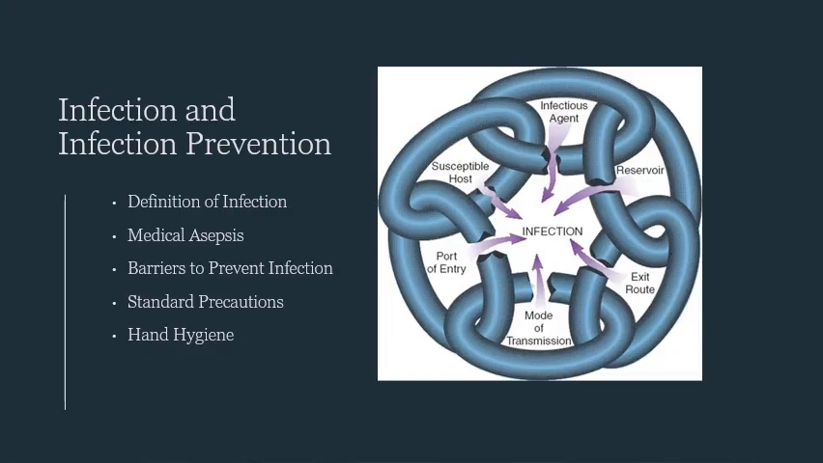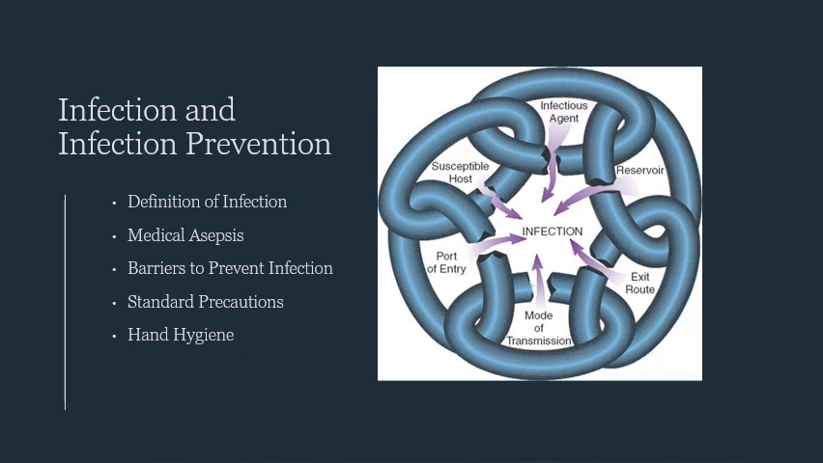Infection and infection prevention. So infection itself is the entry of a disease-causing pathogen or microorganism into the body. It disrupts the tissue and may result in illness and disease if left untreated. It is a condition that results when the microorganism causes injury.